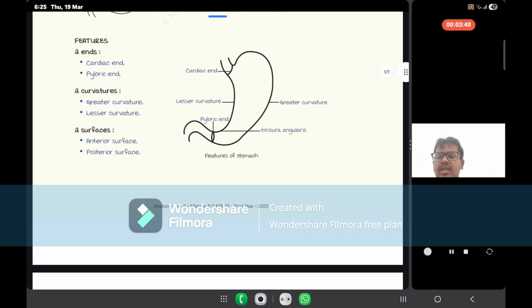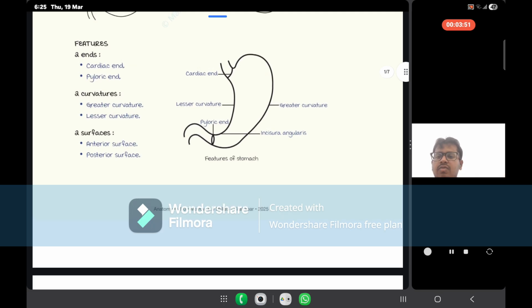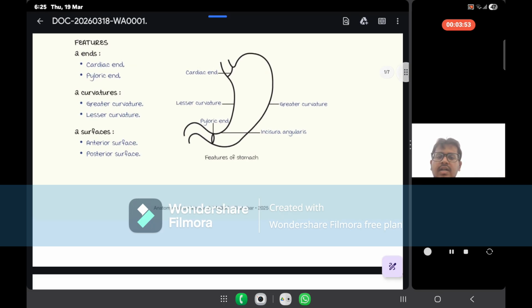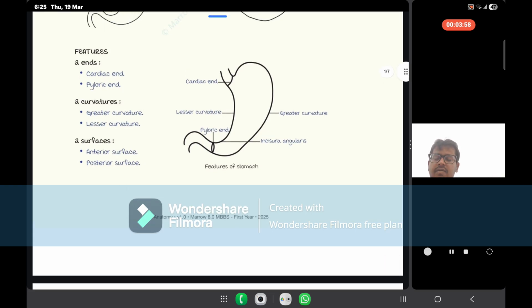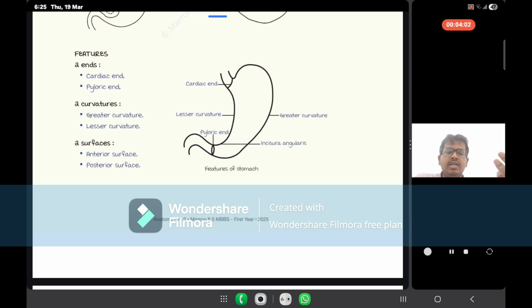We have seen the two ends, cardiac end and pyloric end, and two curvatures, greater curvature and lesser curvature. This is the lesser curvature. Then the two surfaces: the anterior surface is from the front, and the posterior surface is from the back. So we have understood that we have two ends, two curvatures and two surfaces. Two ends are the cardiac end and pyloric end, two curvatures are the greater curvature and lesser curvature, and two surfaces are the anterior surface and posterior surface.